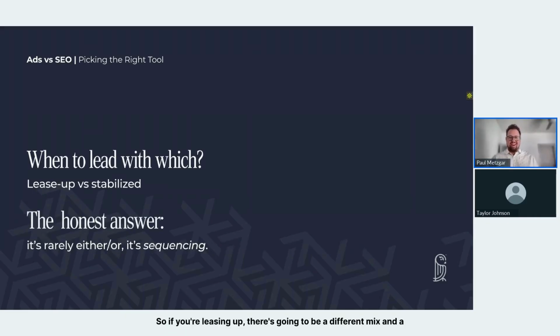So if you're leasing up, there's going to be a different mix and a different strategy that we're going to look at versus once you've stabilized or potentially hit a plateau. And again, it's not like a one size fits all solution. So again, it's rarely either or. It's about having the right strategy for both of those at the right time.